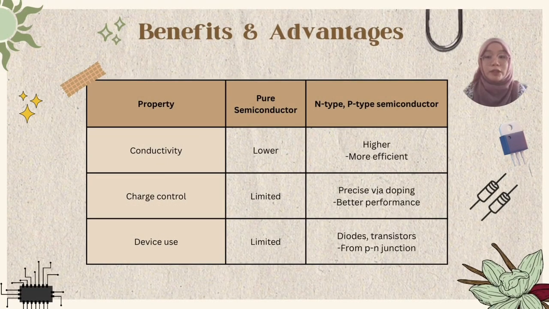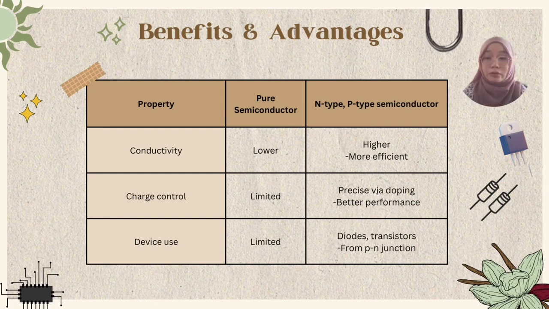Next, we proceed to the advantages and benefits of p-type and n-type semiconductors compared to pure semiconductors. So first, conductivity. Pure semiconductors have lower conductivity because they don't have any excess charge carriers, while n-type and p-type semiconductors, through the process of doping, have a higher and more efficient conductivity. N-type has excess free electrons, while p-type has excess holes.